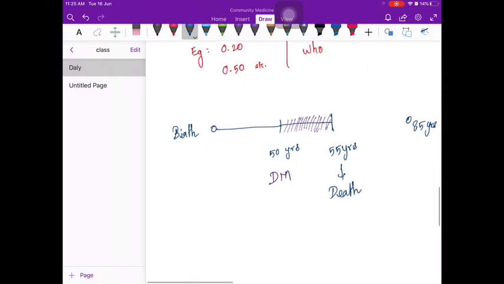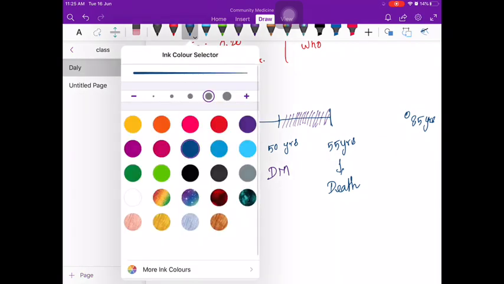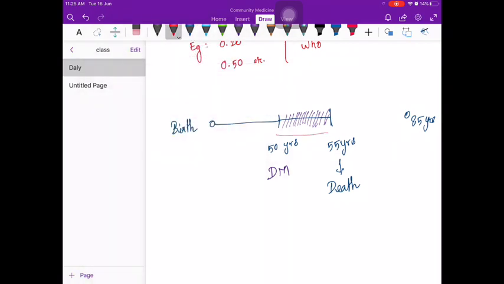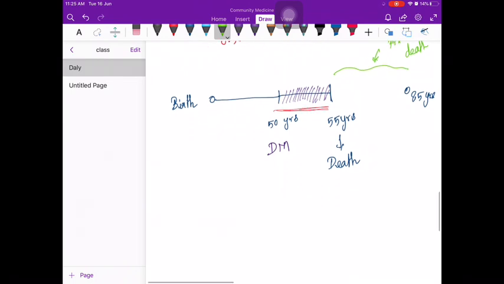Here we can see that the person lived with disability for 5 years, and also he has lost around 30 years due to premature death from his life expectancy. As we know, DALY is YLL added with YLD. Let's first calculate YLL from the above example.